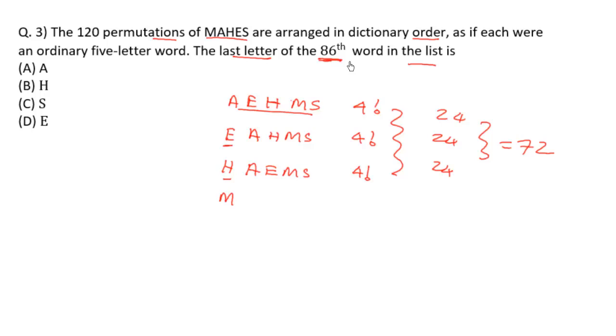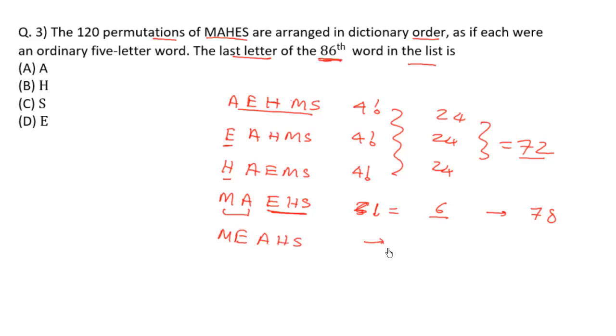So what we will do here is that we will be fixing M and A, then we have to follow E, H and S, right? These three letters, fixing the first two, can be arranged in 3 factorial, which comes out to be 6. So 72 plus 6 will make it 78. Again, we are done with MA, right? So again we can start with ME. So the very first word would be MEAHS.